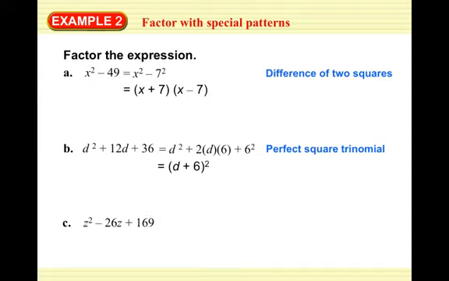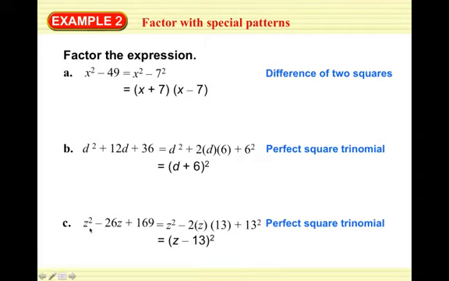d squared plus 12d plus 36. Let's see, 36 is 6 squared, so we do have a perfect square trinomial because we can write it as d squared plus 2 times d times 6 plus 6 squared. Again, we haven't factored it yet. We've just shown it fits the pattern. The factored form is d plus 6 quantity squared. We've got z squared minus 26z plus 169. 169 is 13 squared. Negative 26z can be written as negative 2 times z times 13, so we do have another perfect square trinomial.